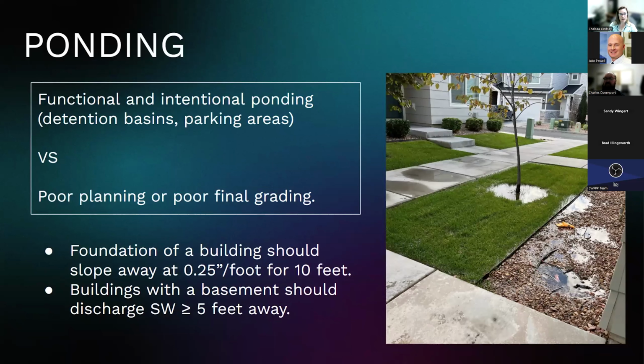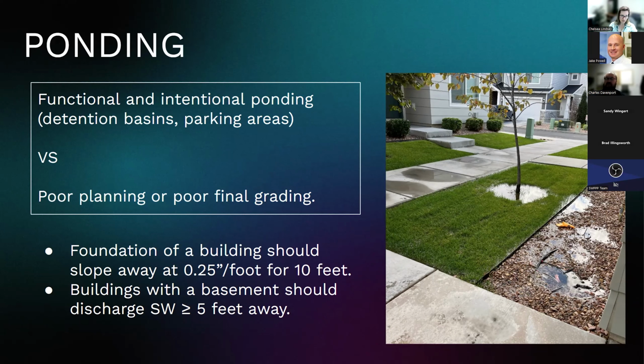And then this one I particularly like to talk about. It's another thing to look at for your entire site. There's functional and intentional ponding, such as that first photo I showed. It's a detention basin. It's supposed to pond up and allow water to release at a correct rate. And then parking areas can also have intentional ponding and be used as a storage area versus unintentional ponding. So poor planning or poor final grading. This is an image of a large housing area in Orem. The water is always ponding close to the foundations. That's not good for the foundations, and it's not intentional ponding.